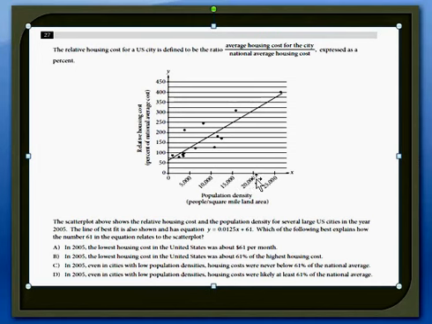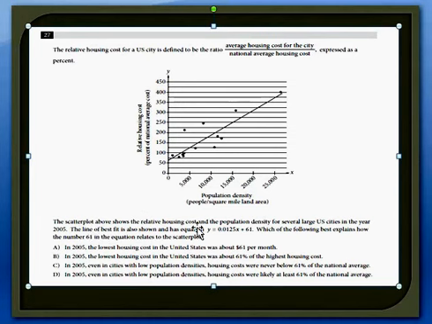One thing that we notice is that as the population of the city increases, the average housing cost also increases, and the smaller cities tend to be a little bit cheaper. Of course, that's not the question being asked of us, but it is something that we can notice. So what is the question?